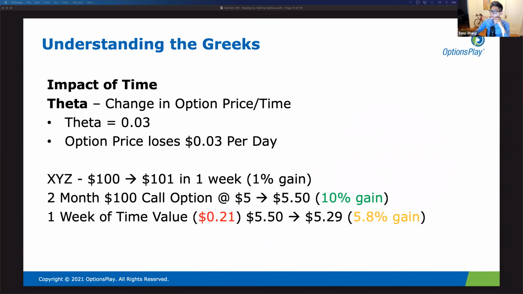Barry is saying, hi, Tony, can you talk about the gamma squeeze? I've heard about it regarding the GME craziness. So Barry, here's the thing. It's been written up 1,000 times.